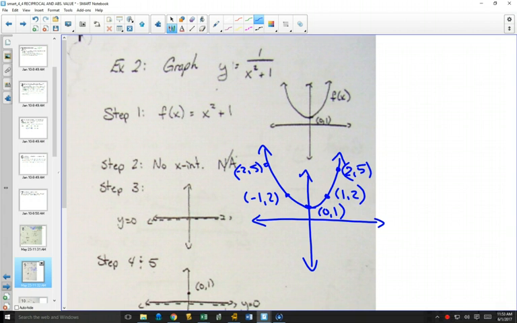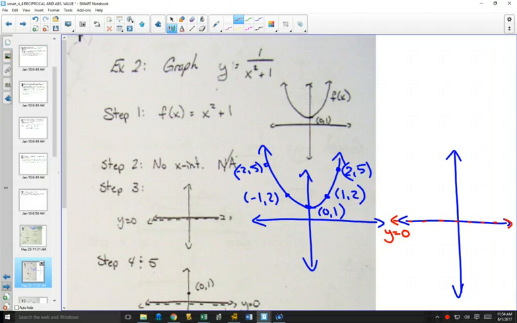Then right beside it, I start with asymptotes. Do I have any x-intercepts? No. No x-intercepts, no vertical asymptotes. Do I have my graph go up forever or down forever? Yes, it goes up forever, so we will have an asymptote at y equals 0, and we label it. Asymptotes are done. Yes?